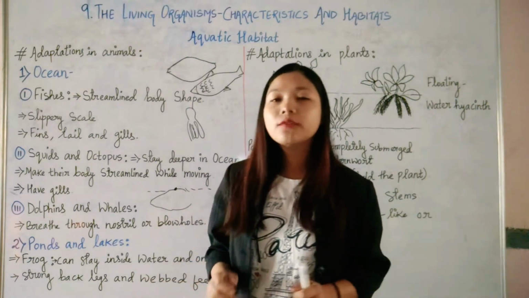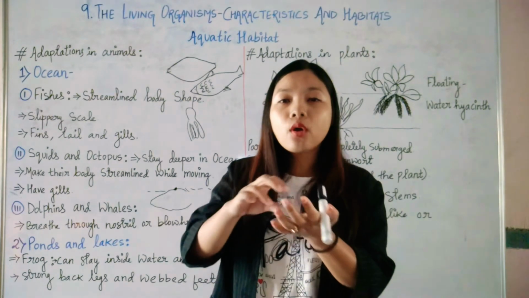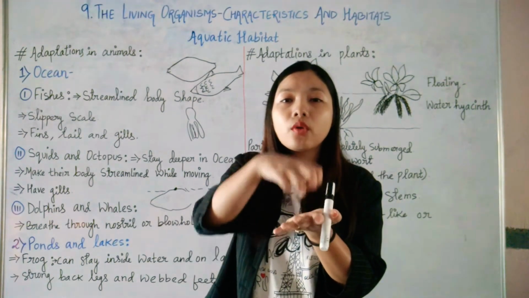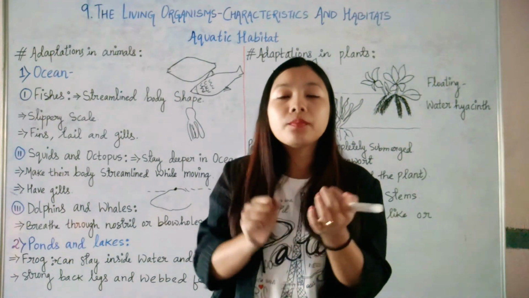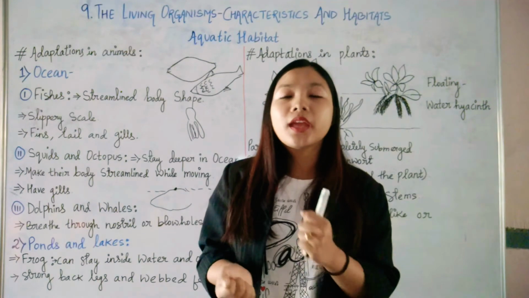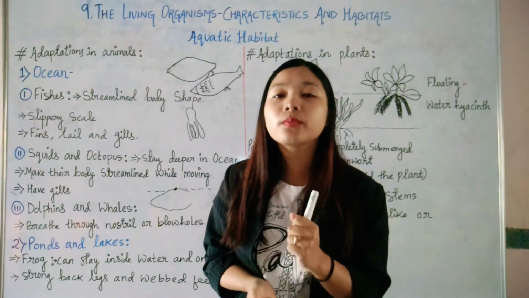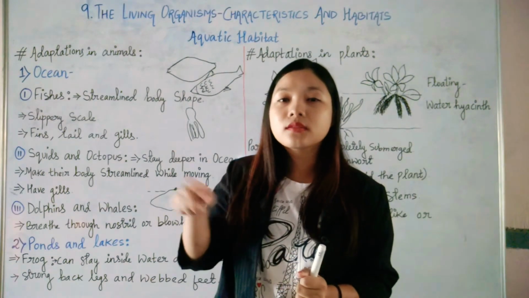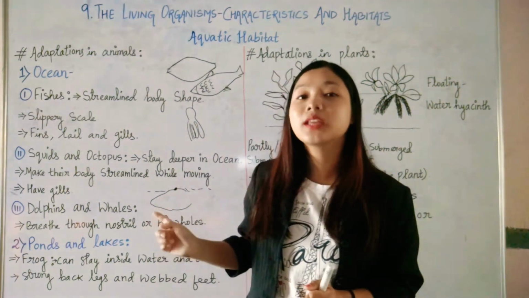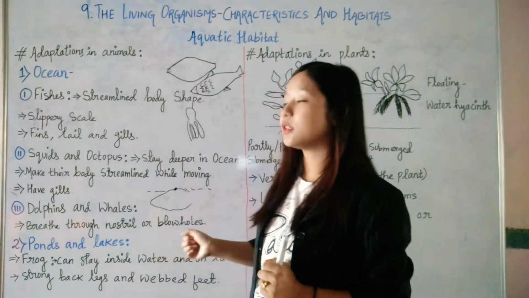Next, they have very strong back legs. You see the frogs, what they do, they don't walk like us. They hop or they jump. While jumping, their back legs pull their body. This is why they have very strong back legs, and this jumping helps them in catching prey and also moving from one place to another.